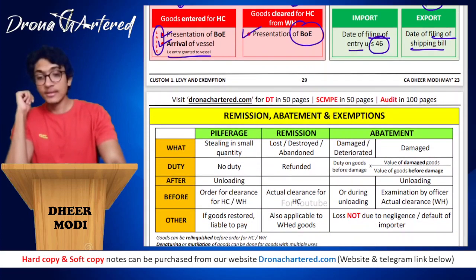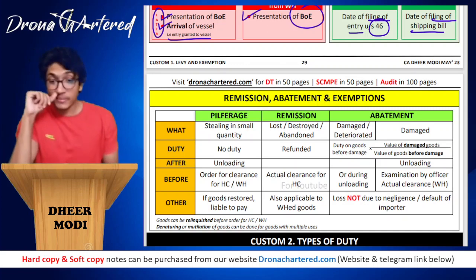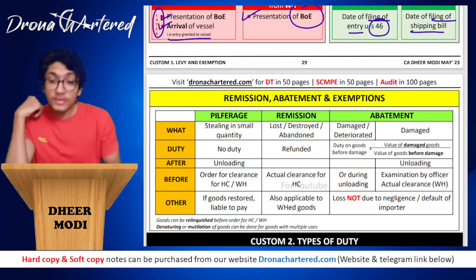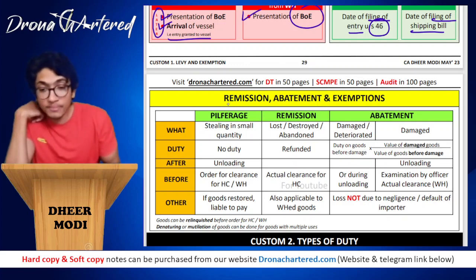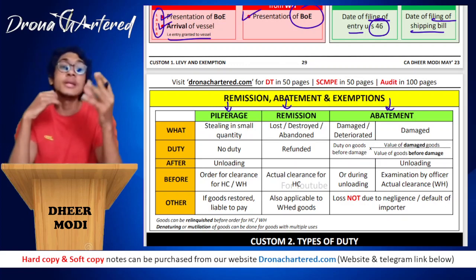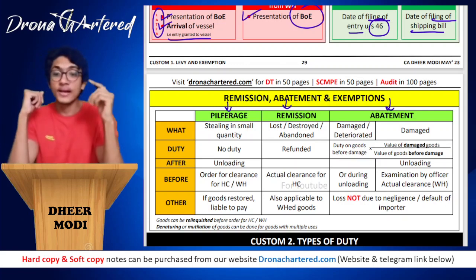Okay, next is your last part and very important part of this chapter, which is remission, abatement and exemptions. Okay, just a second, I'll scroll down. Perfect. Yeah. So remission, abatement and exemption. So there are basically three types of losses that can happen to your goods. One is pilferage, second is remission, and third is abatement. These are three scenarios where you need not pay tax, or you have to pay less tax.